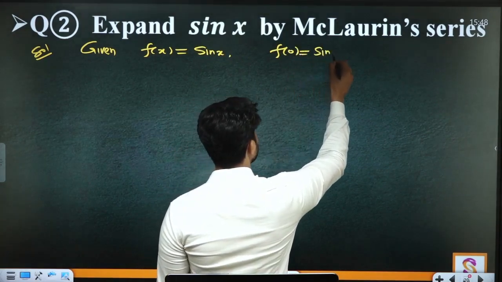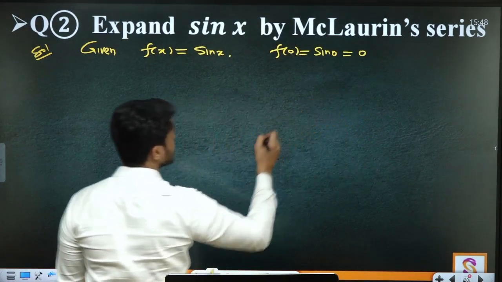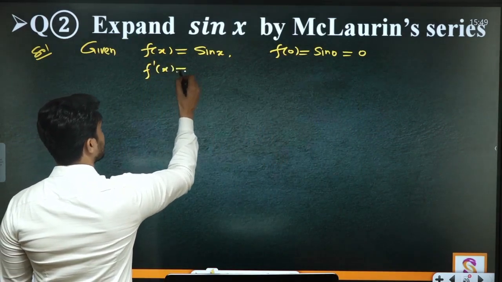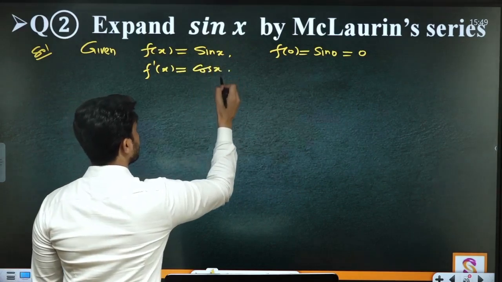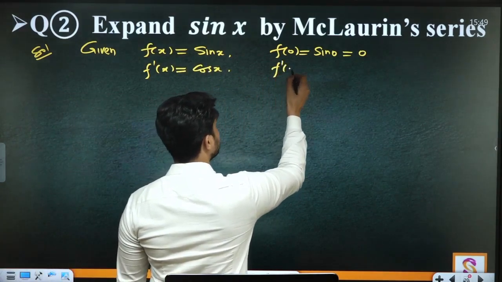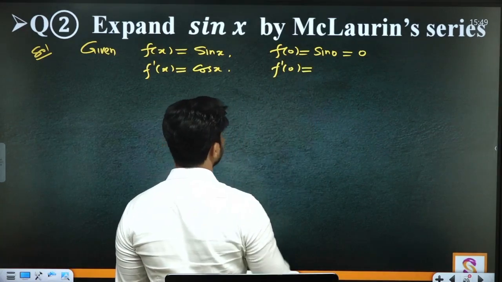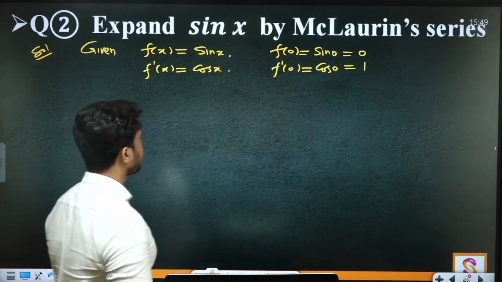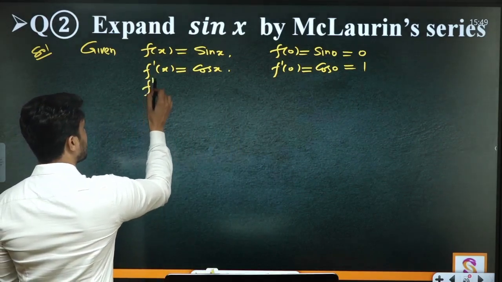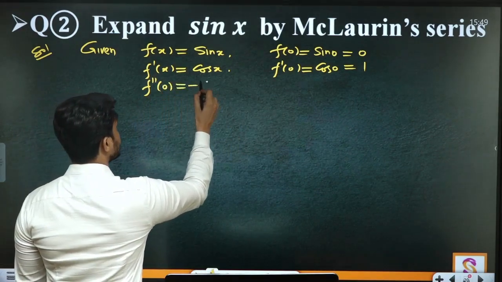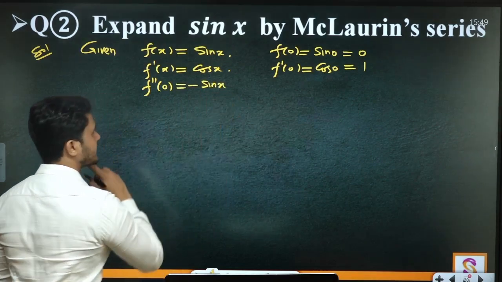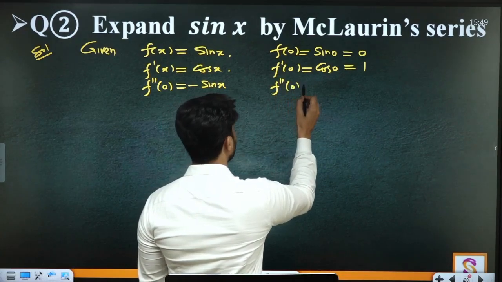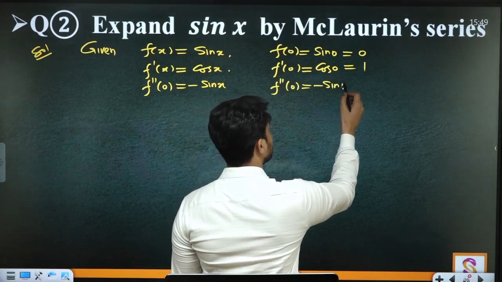Sin 0 is equal to 0. Now f dash x, you will get cos x, and then f dash 0, it will be cos 0, and cos 0 is 1. Okay, f double dash x is minus sin x, cos x का क्या होगा? Minus sin x, and then f double dash 0 equal to minus sin 0 equal to 0.